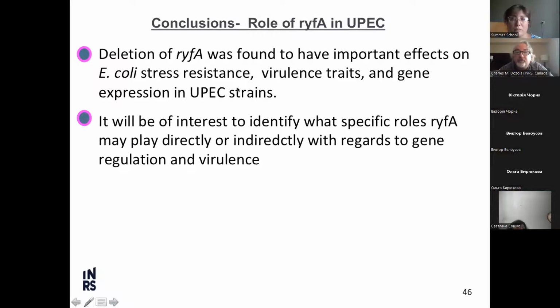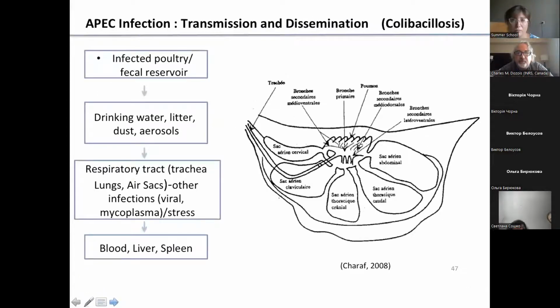So the conclusions on RIF-A are that the deletion of this small RNA had important effects on E. coli stress resistance and virulence traits, and also on expression of different kinds of Fimbriae. And it's going to be interesting to identify the specific roles of RIF-A, to either directly or indirectly control these close to 500 different genes that we identified in our initial study. So, the mechanisms of it.